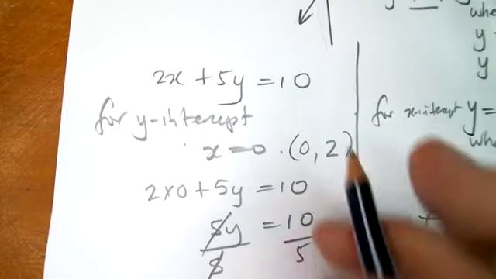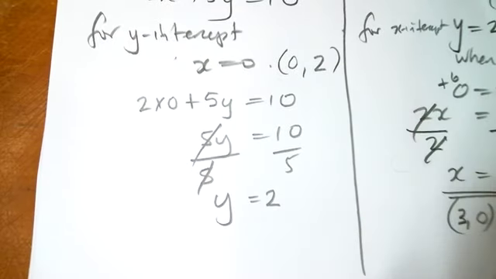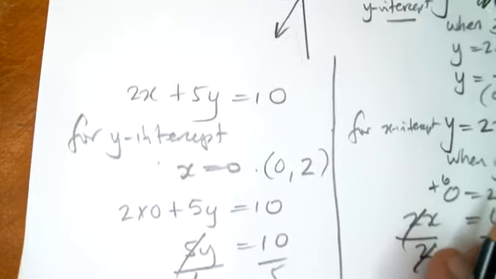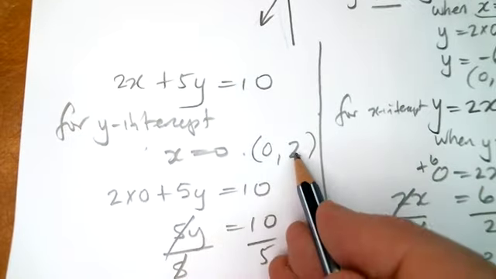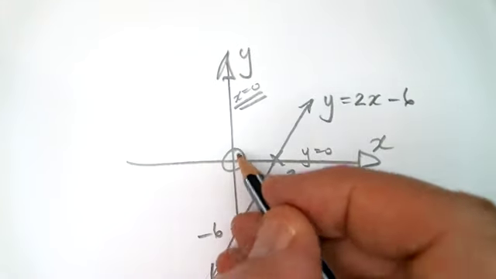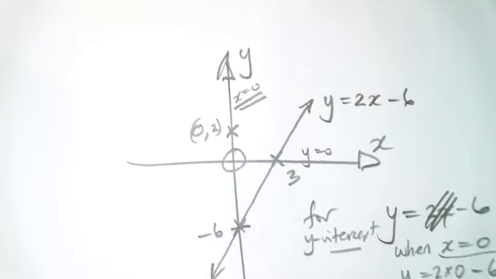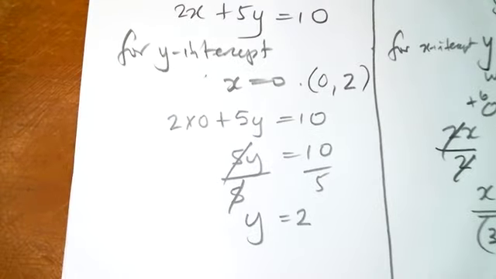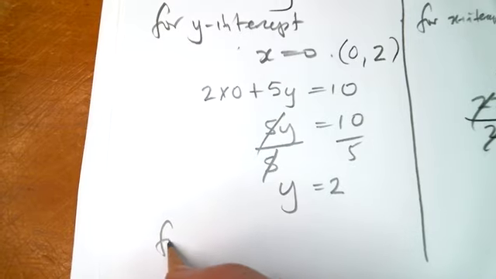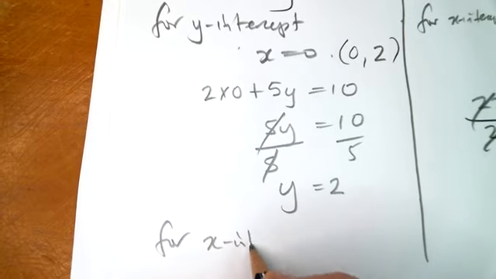So we'll do that on the same axis, by the way. We've got 0 along, 2 up. There is my first point. 0, 2. All right, that's for the y-intercept. Let's go for the x-intercept.